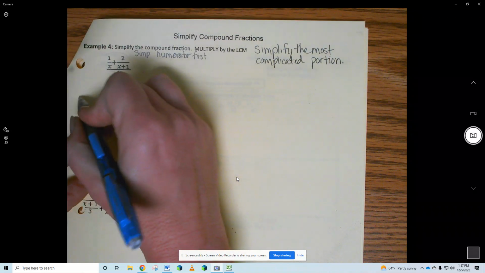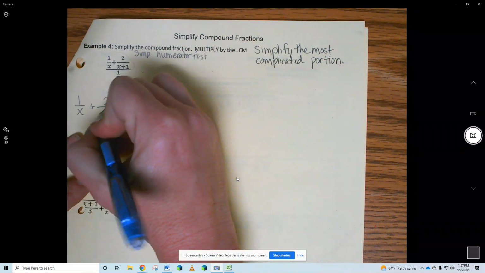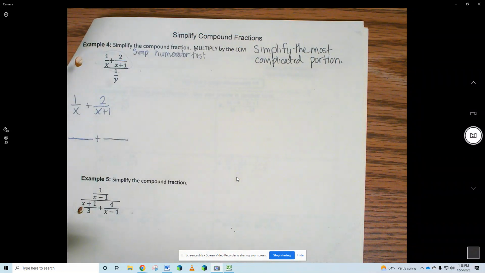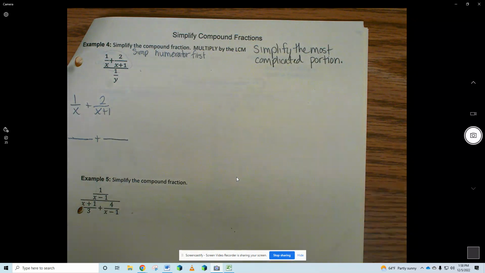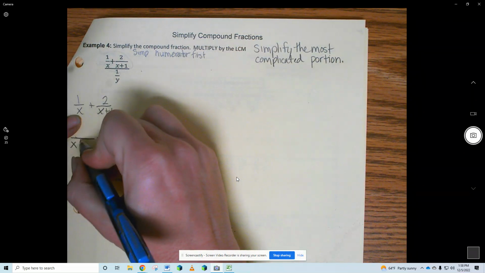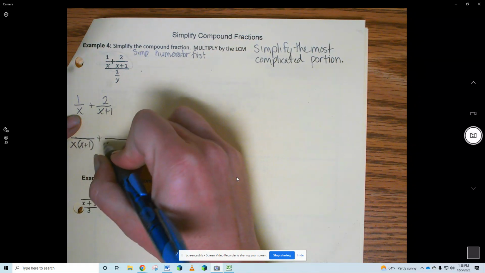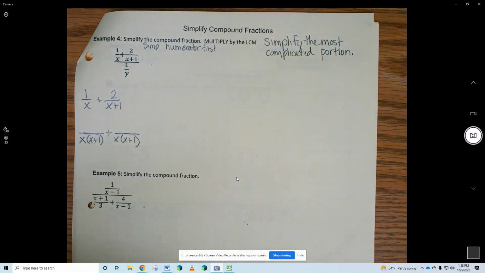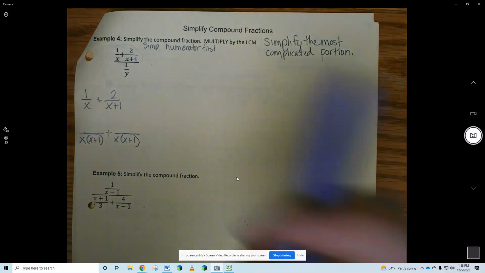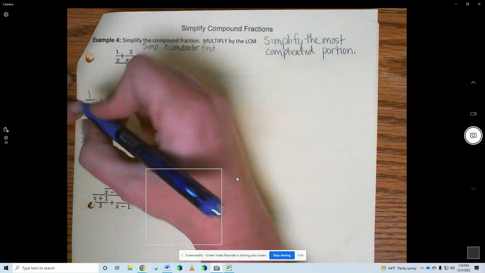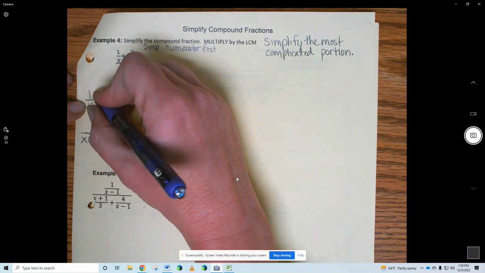So I can do that over here. 1 over x plus 2 over x plus 1. Let's get the numerator simplified. Okay, what's the common denominator of x and x plus 1? x parentheses x plus 1. Yep, you are right. So I made my new fraction with my new denominators. Okay, x is the original denominator. I need to make it an x plus 1. Multiply by what's missing on top and bottom.